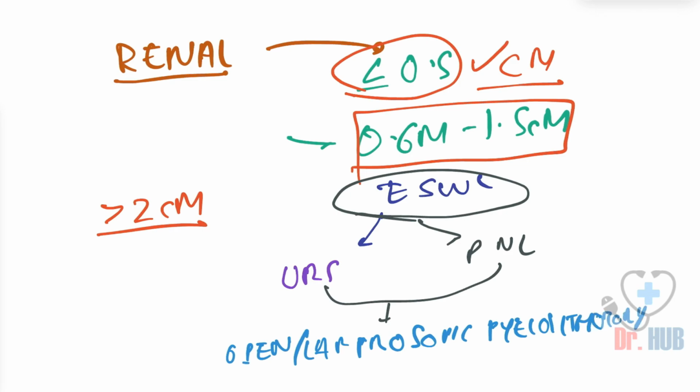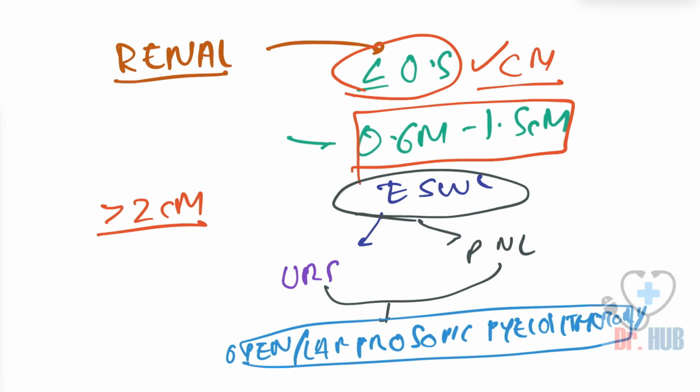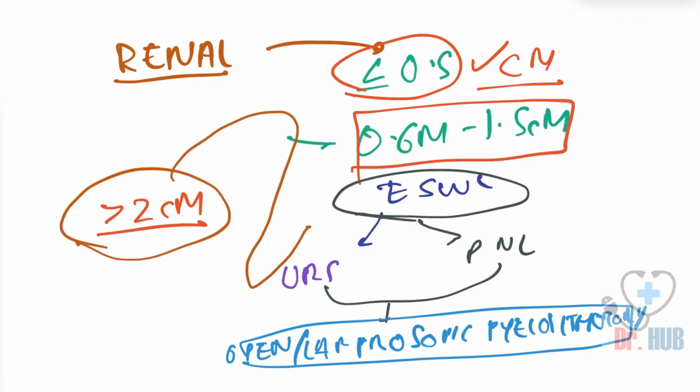Once this is done, then we do the nephrolithotomy. So this was the step. In case the renal stone is greater than 2 centimeters, you directly go for the PCNL, that is the percutaneous nephrolithotomy.